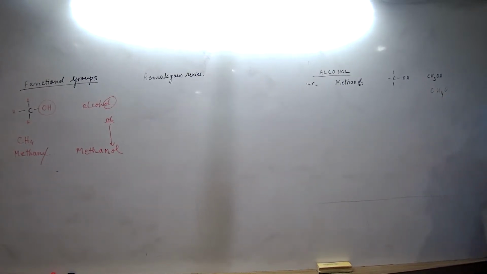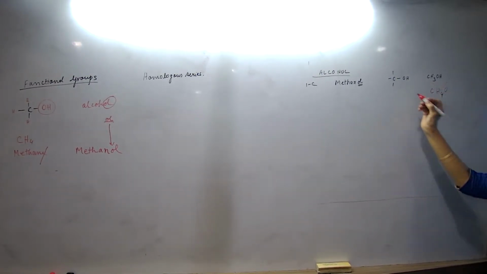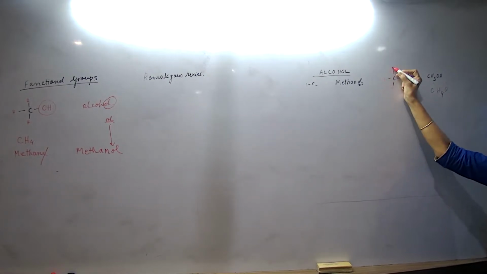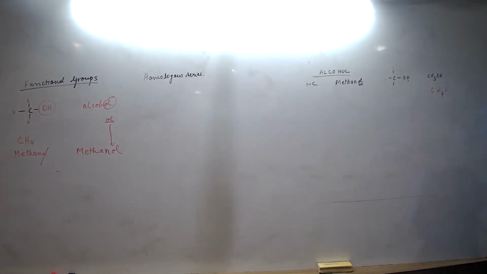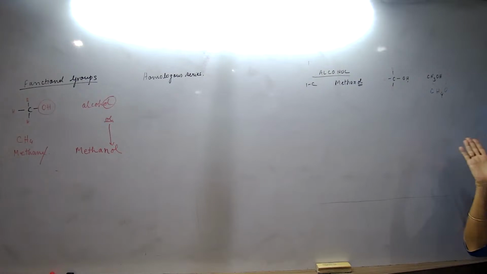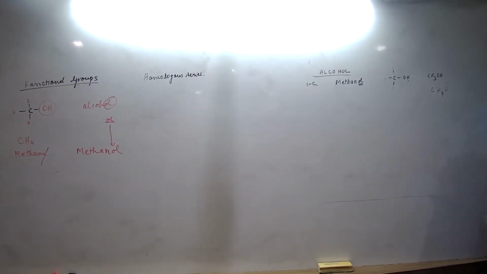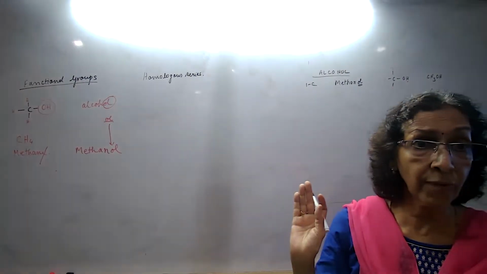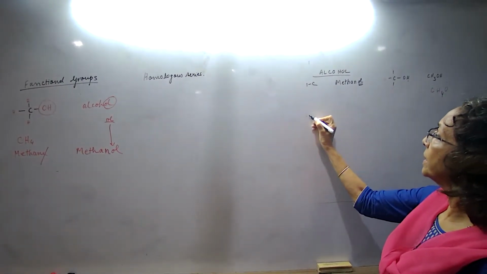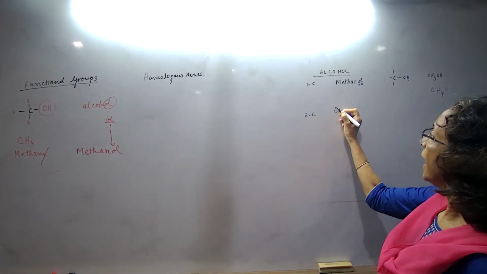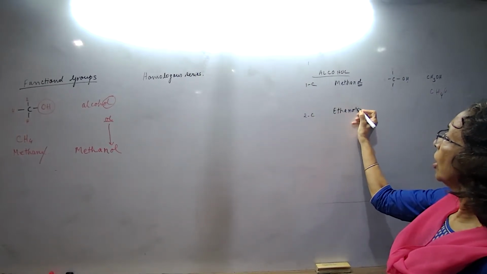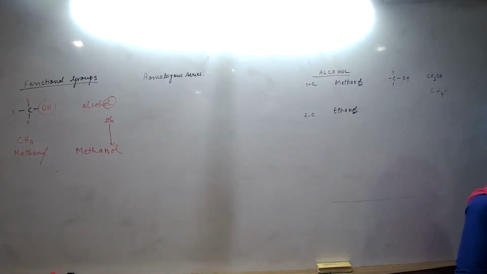Look at the board, everyone. I cannot write it like that, because these hydrogens are different and this hydrogen is different. So I have to indicate that functional group separately. Kaushik, your board is here. Next one. All of you take it down. Two carbon. Ethanol. Ethane becomes ethanol.